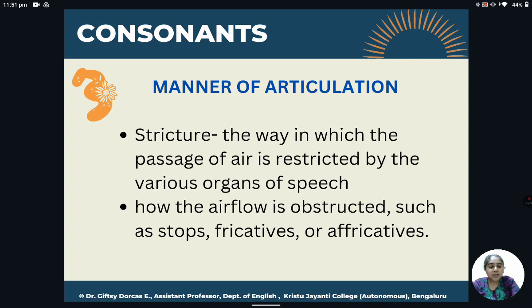Next is according to the manner of articulation. So according to manner of articulation, consonants can also be described. Under this, we need to know the term stricture. So what is stricture? It is the way in which the passage of air is restricted by the various organs of speech. And for manner of articulation, stricture occurs. So how the airflow is obstructed, such as stops, fricatives or affricates, the consonants are described and classified.